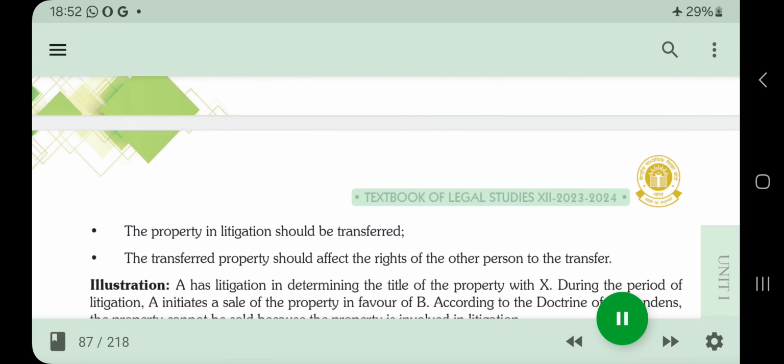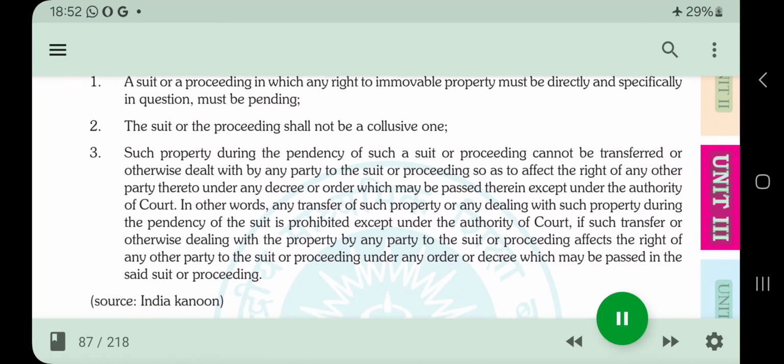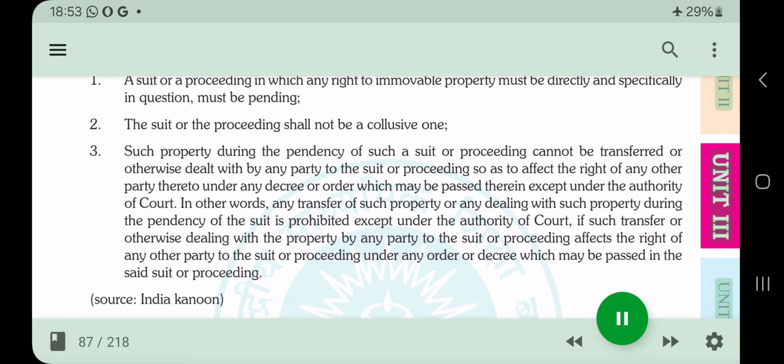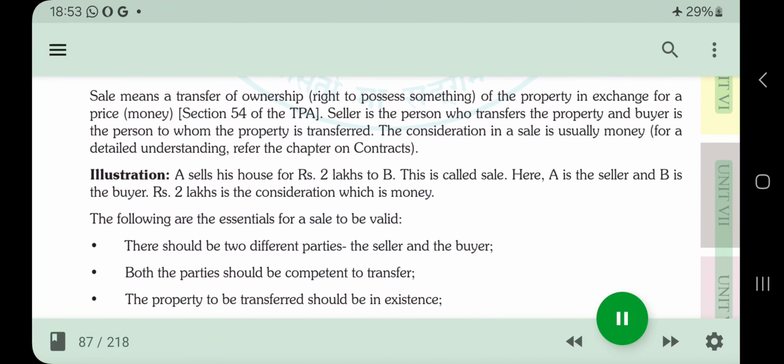Textbook of Legal Studies, 12, 2023-2024. Unit I, Unit 2, Unit III, Unit IV, Unit V.